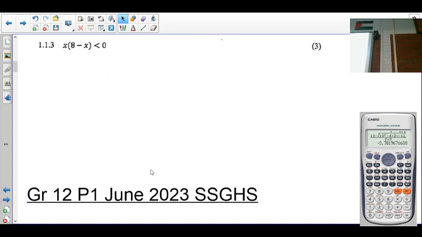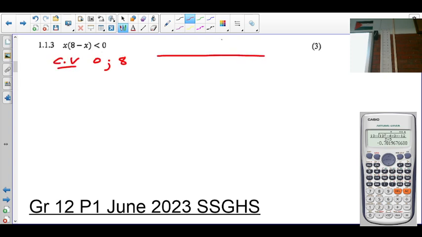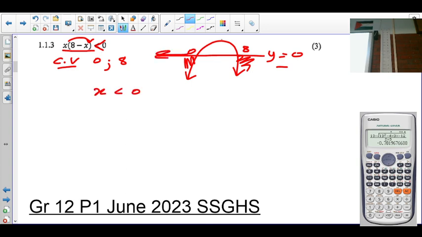In the next question, 1.1.3, we have our critical values here. It's going to be 0 and 8. As you can see, if I multiply that out, I get negative x squared. So it's going to be a frowning parabola. So you got 0 and 8. So it's a quadratic inequality. The function has to be less than 0, which means to say it must be negative. Okay. So in other words, that is y is equal to 0. Negative is below the line, as you can see. So in other words, x must be less than 0, or x must be more than 8.